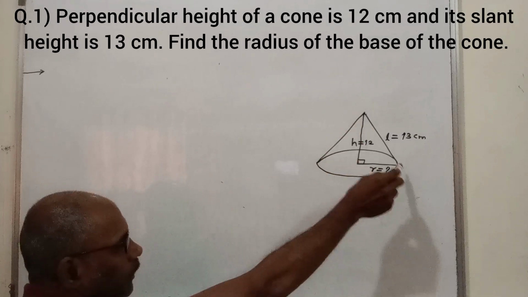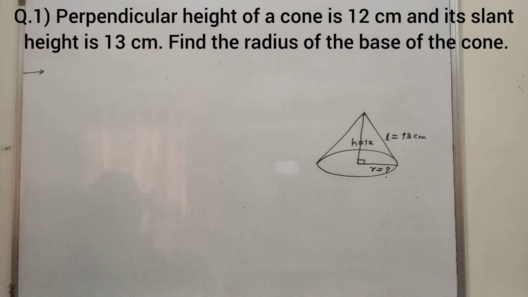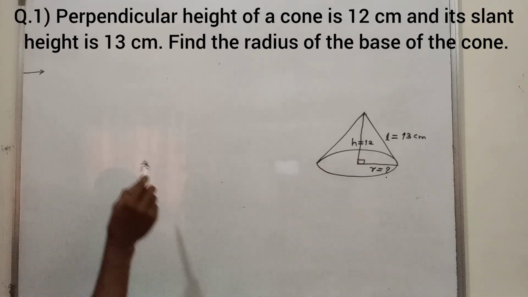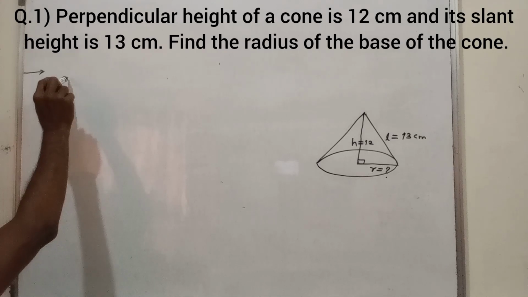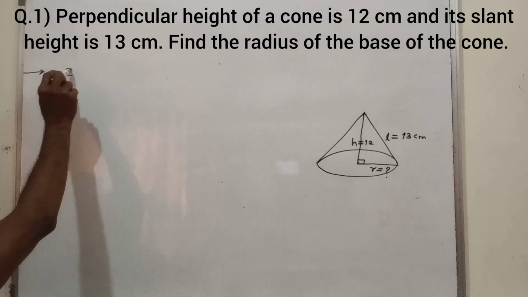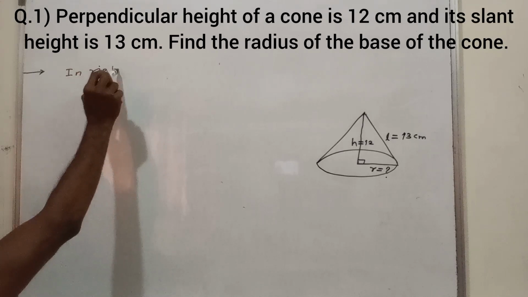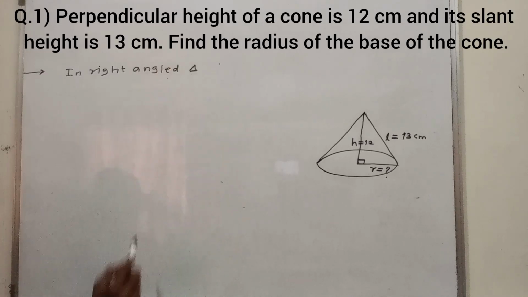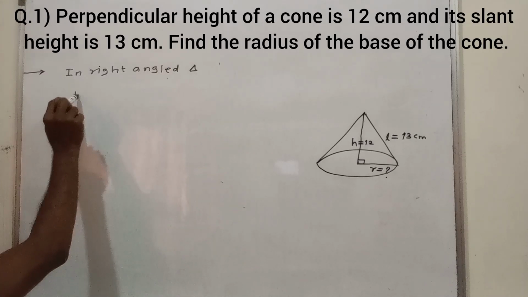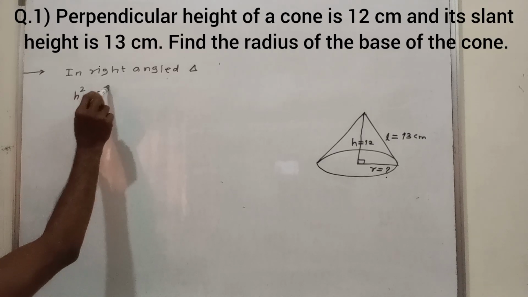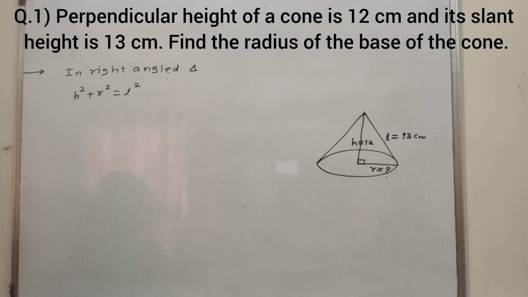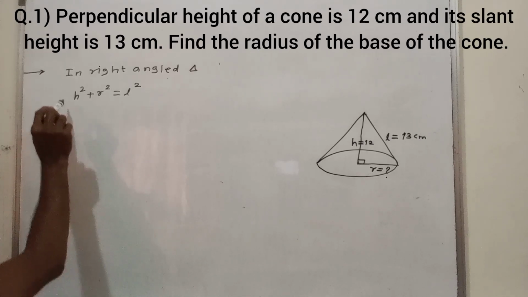Now this is a right angled triangle. Therefore, we know that if this is the right angle, then the opposite side is the hypotenuse. See here. In a right angled triangle, we write h square plus r square is equal to L square. L is our hypotenuse, that is opposite to the right angle. Therefore, we put values.